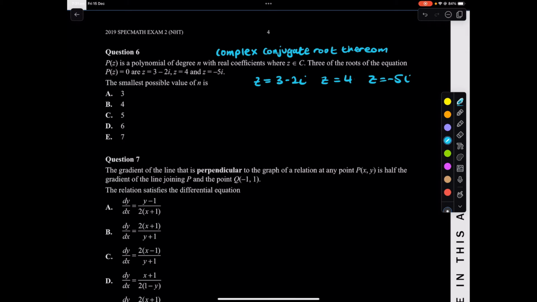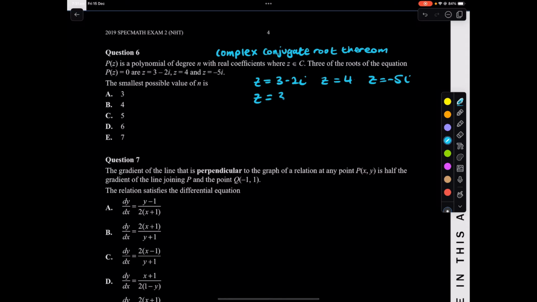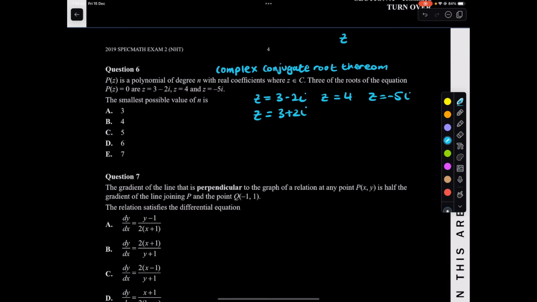The smallest possible value of n, so the degree, is what? Well, you should know we are applying the complex conjugate root theorem. It's not 3. Be careful. The value of n is not going to be 3 just because we have 3 solutions. We know that there's also going to be a solution 3 plus 2i, the conjugate of this, because remember the conjugate root theorem. If this was z equals 4 plus 0i, the conjugate is 4 minus 0i, which is still 4. So that doesn't have a new conjugate, so leave that. And this one has a conjugate, which is 5i. So how many solutions do we have? We have 5 in total.